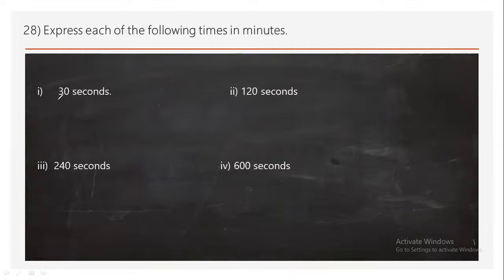Express each of the following times in minutes. It's given in seconds. Now, can you remember 1 minute, how many seconds are there? 60 seconds. Now you have to write this in minutes. So they are given in seconds. So what you have to do? 30 divided by 60. How much here? 1 here 2. Half minute.